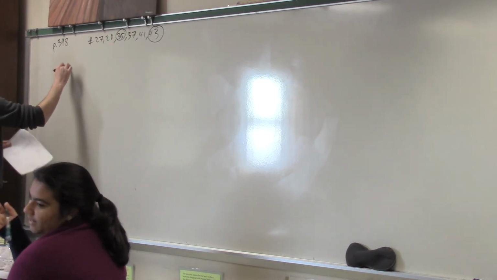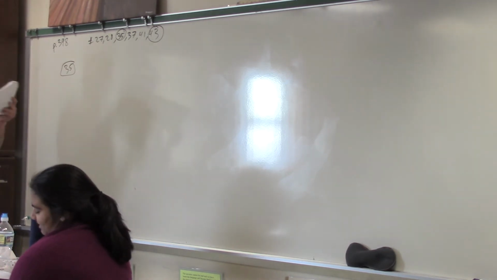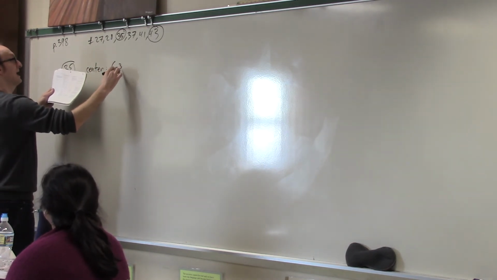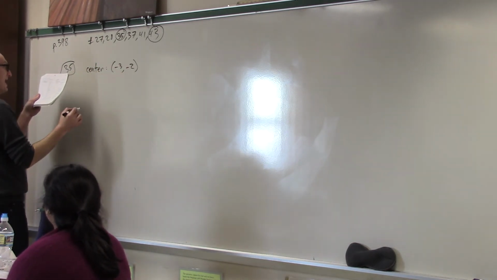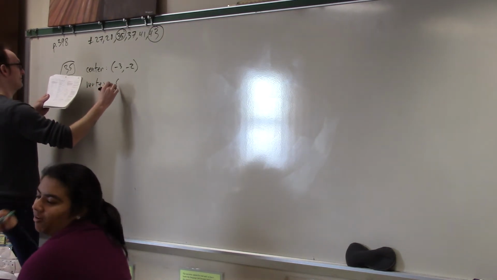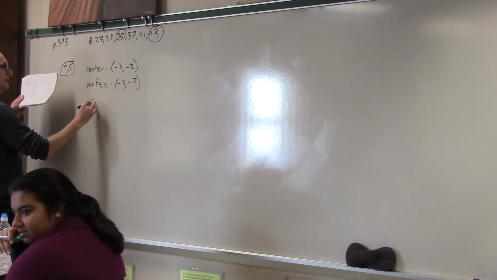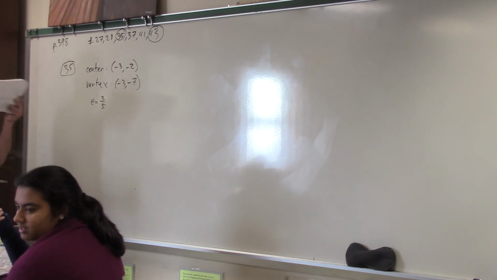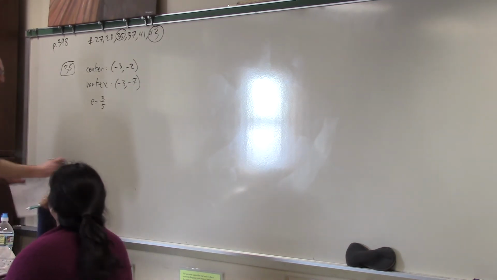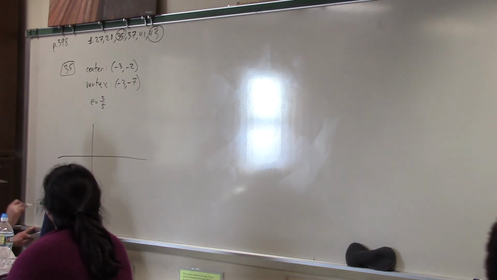All right, so 35. What is 35? 35 says there's a conic whose center is -3, -2, and there's a vertex at -3, -7, and also that the eccentricity is 3/5. Well, we know enough about eccentricity to know what kind of thing this is going to be? An ellipse. Good.